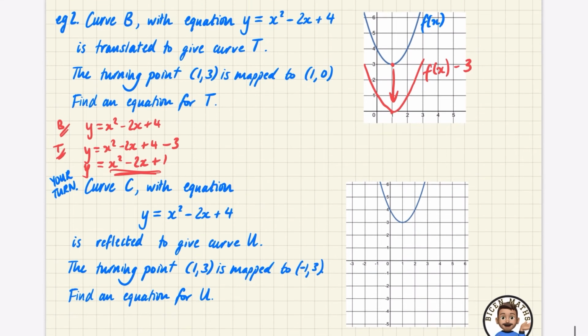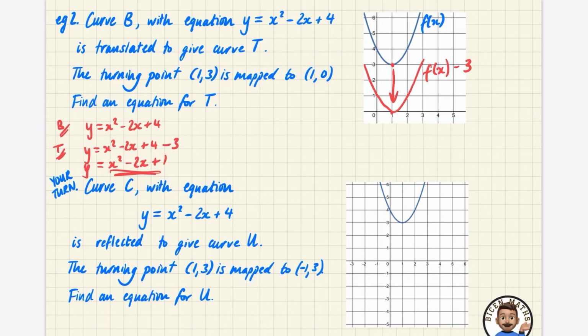So I want you to try this very last question that we've got here. It says the curve C, with the same equation as before, exactly the same curve, is reflected to give curve U. It's going to be a reflection now and not a translation. The turning point (1, 3) is mapped to (minus 1, 3). Find an equation for U. So pause the video and have a go, but I'm going to go through this one right now.